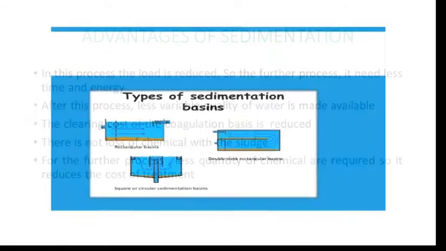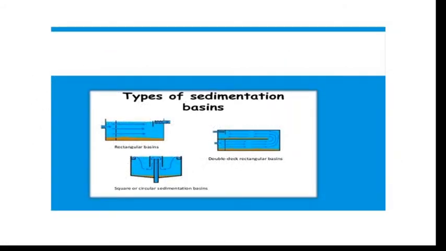Okay, in this picture you can see the plain sedimentation basin. It may be a rectangular basin, or it may be a square or circular basin. The yellow color is the sludge which settles at the bottom of the tank and can be removed from the outlet of that tank.